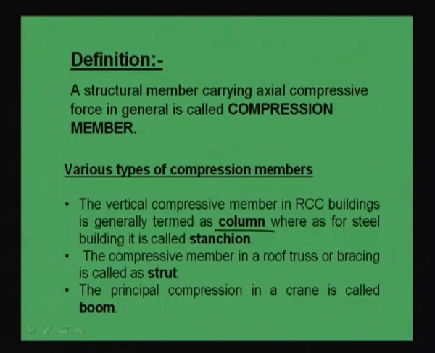Like in case of an RCC building, the vertical members which are carrying the load from beam or slab to the ground, that is called a column. Again, if the same type of member is used in a steel building, then it is called a stanchion. The compressive member in a roof truss or bracing is called a strut, and the principal compression member in a crane is called a boom. That means the same compression member is termed in different ways: column, stanchion, strut or boom. Like this we generally term them.